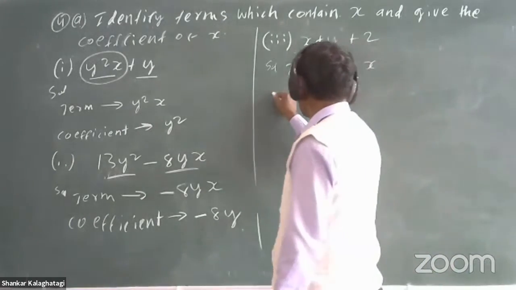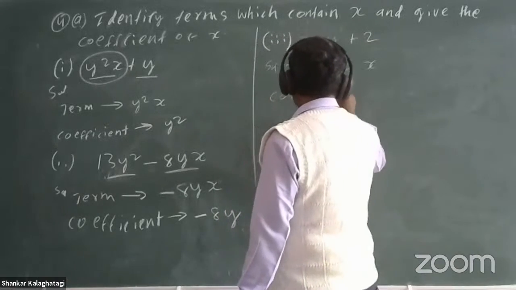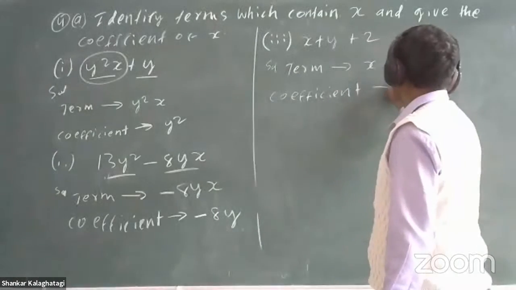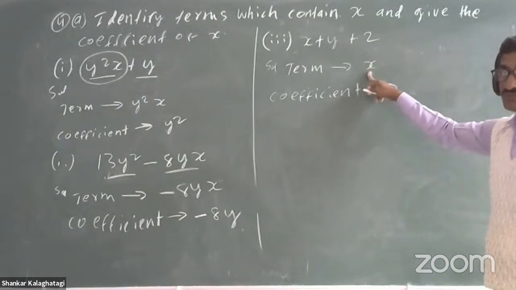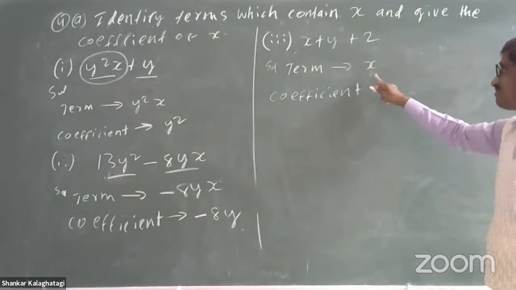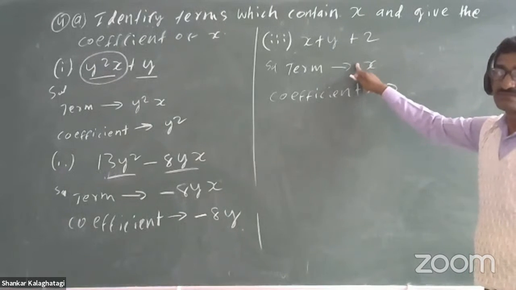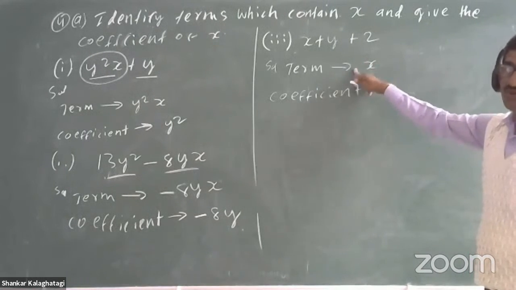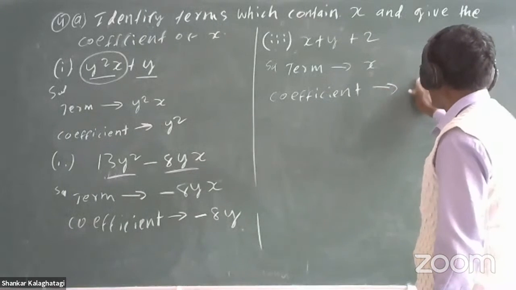And coefficient, tell me what is the coefficient of x here? I already told you in the previous class or Saturday. X only, sir. No, 1. 1 is always there, I told you. If only x, it means 1x actually. So the coefficient is 1, you have to write.